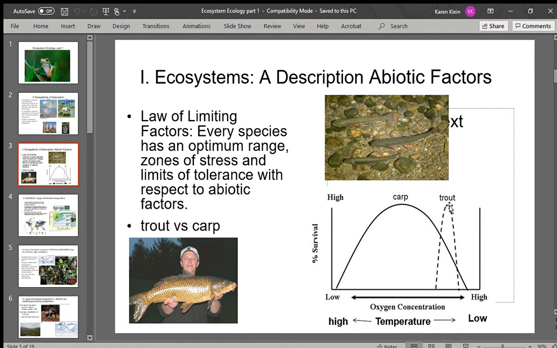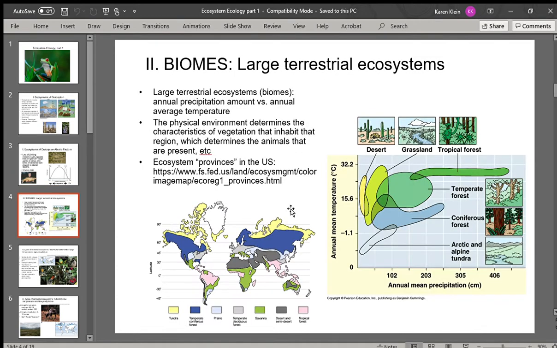And as an ecosystem ecologist, you would work with a species ecologist, knowing that if you see a change in the community assemblage or a drop in the numbers of any given species, it might be because you have a change in the abiotic conditions. That is referred to as the law of limiting factors. That's very important. So we have different types of ecosystems in general.